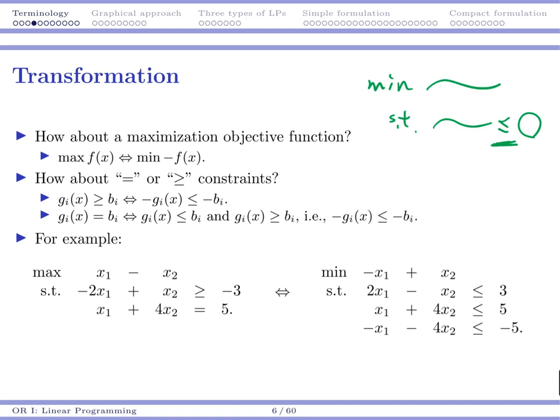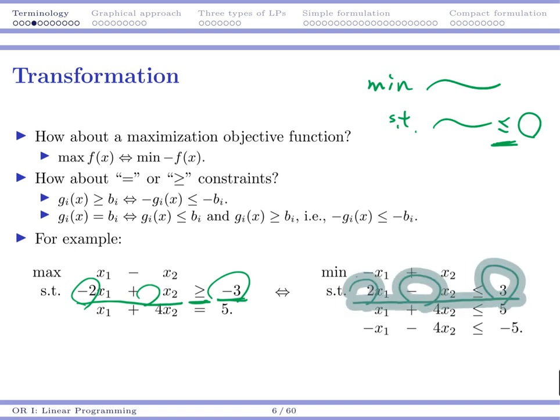So as an example, suppose we want to maximize x1 minus x2. You just need to minimize negative x1 plus x2. You just flip the sign. And then, if you are subject to a constraint saying that these values must be greater than or equal to negative 3, you may see that it is replaced by an equivalent less than or equal to constraint. Your negative 3 becomes 3, your negative 2 becomes 2, your 1 becomes negative 1. You just flip the sign.